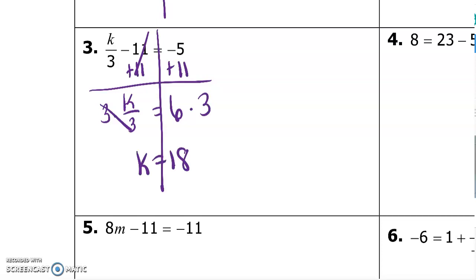So again, if you wanted to check, you would do 18 divided by 3 minus 11 to make sure you get negative 5.